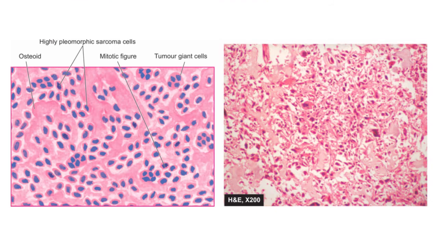This illustration is summarizing the hallmarks of the histological picture of osteosarcoma. These are the presence of osteoid formation by the malignant cells, highly pleomorphic spindle or polygonal cells, presence of mitotic figures, atypical mitotic figures, and tumor giant cells.